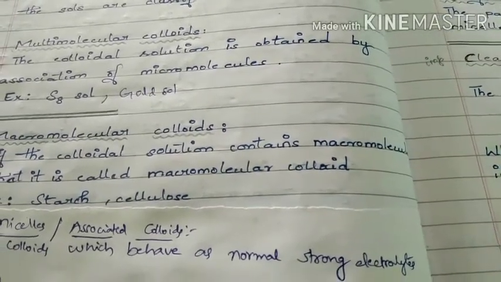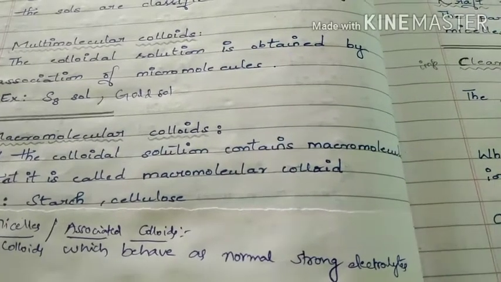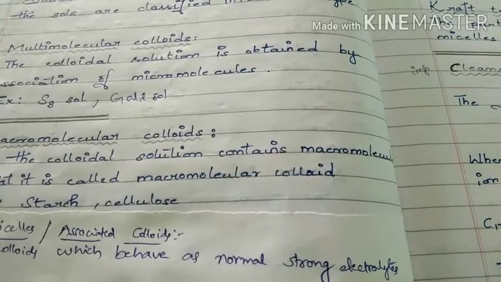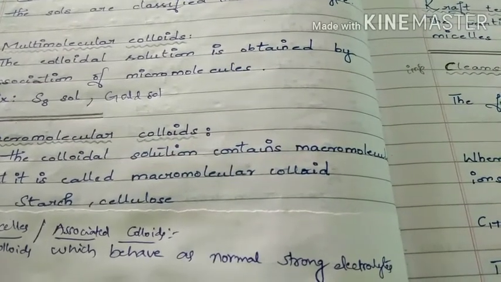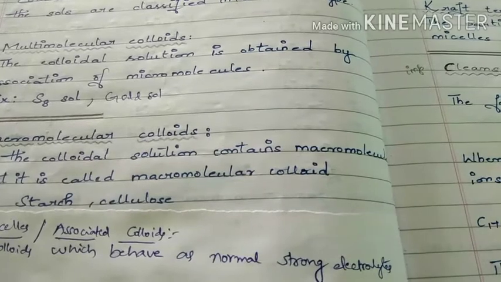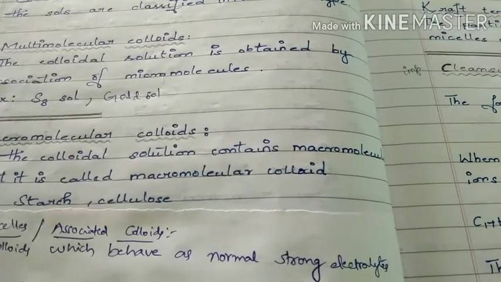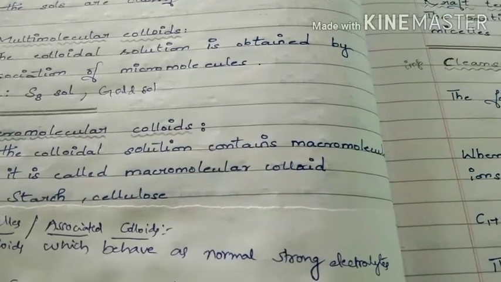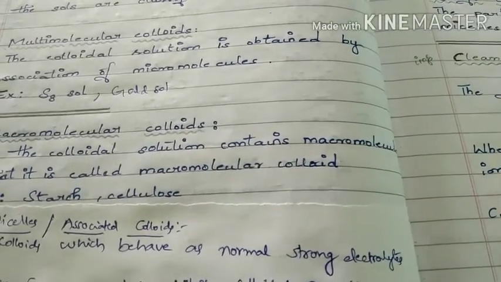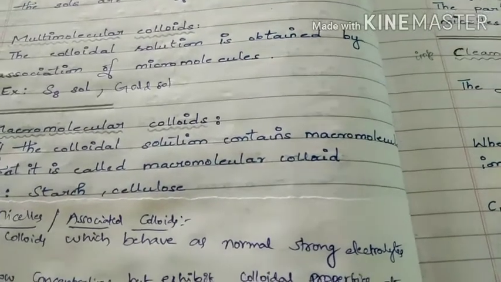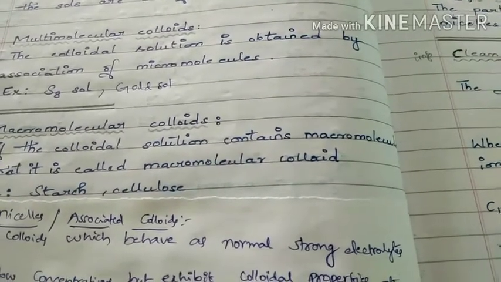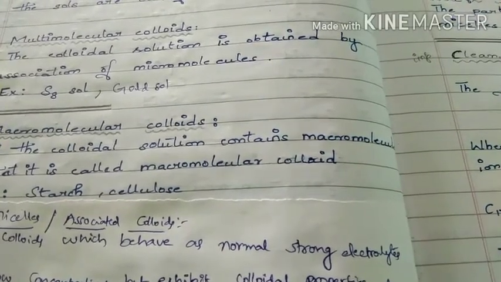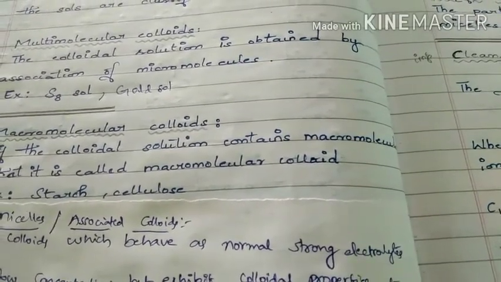Similarly, sulfur sol. That means when sulfur is present in the dispersion medium, all sulfur molecules aggregate with each other. Then the size of the sulfur sol particles should be how much? Between 1 millimicron and 1 micron. Then only that solution is considered a sulfur sol, that means a colloidal solution. Here that colloidal solution is called a multimolecular colloidal solution. So the definition is what? The colloidal solution is obtained by association or aggregation of micromolecules, small particles. That is one classification, a simple definition.